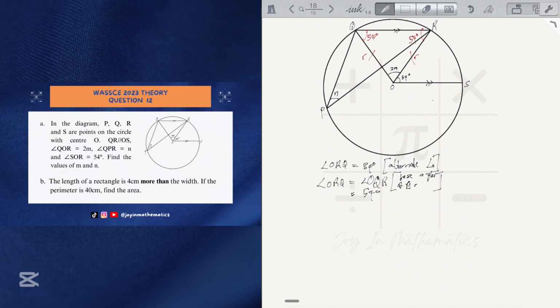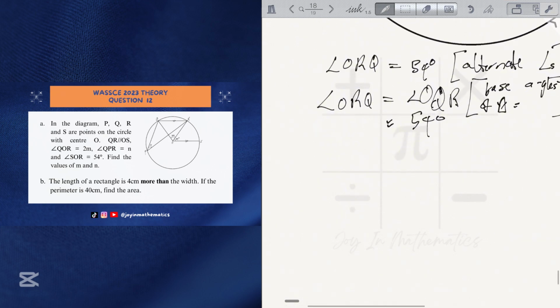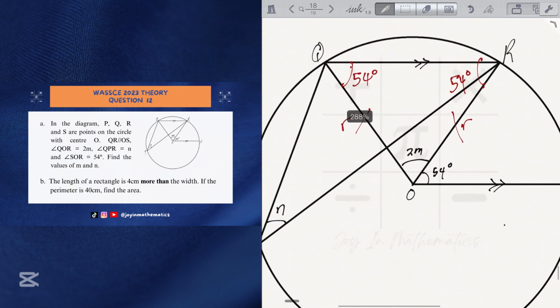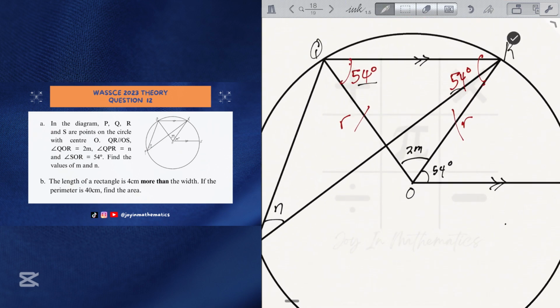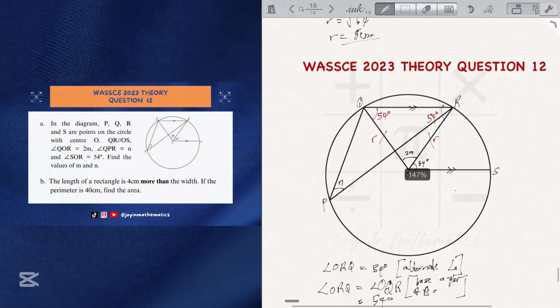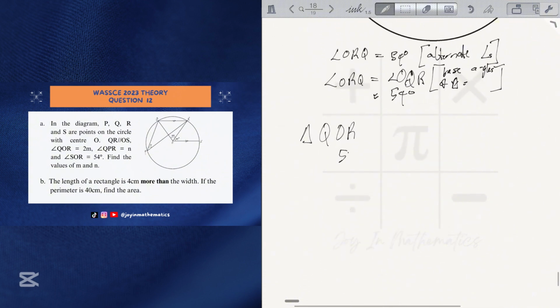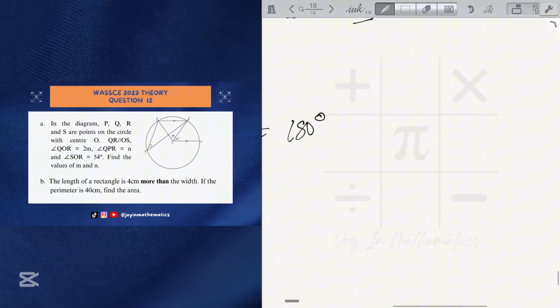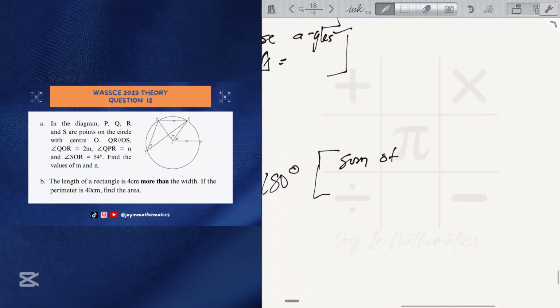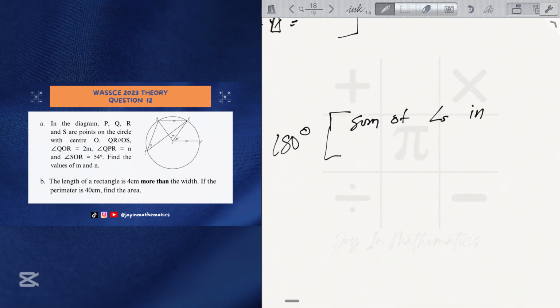So now let us consider triangle OQR, or QOR, as the case may be. We have three angles now: 54 degrees, 54 degrees, and 2m. So 54 degrees plus 54 degrees plus 2m is equal to 180 degrees. And the reason here is that the sum of angles in a triangle is equal to 180 degrees.